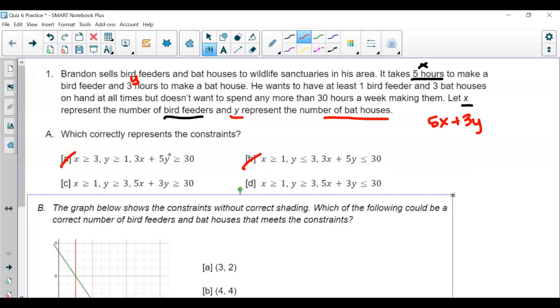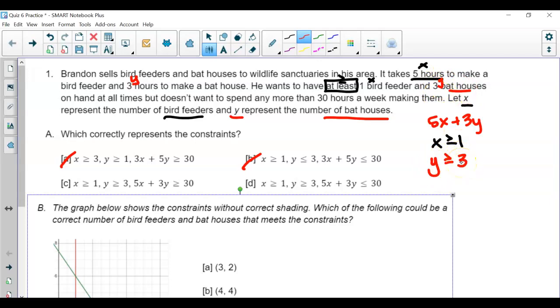This states here for our other constraints that he wants to have at least one bird feeder. So at least meaning greater than or equal to one bird feeder. And again, bird feeder is your X. So this means that we have X, which is now going to be greater than or equal to 1. Then at least 3 bat houses, and bat was our Y. So Y is at least, or greater than or equal to, 3.